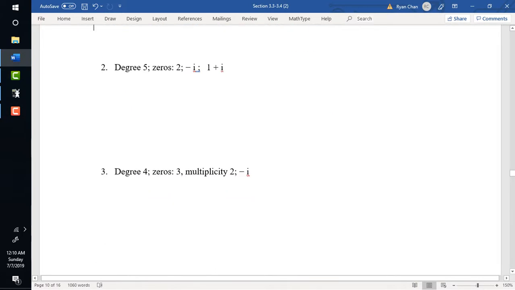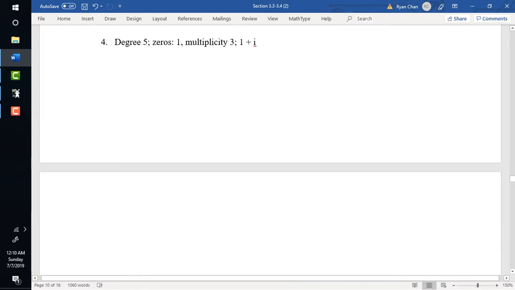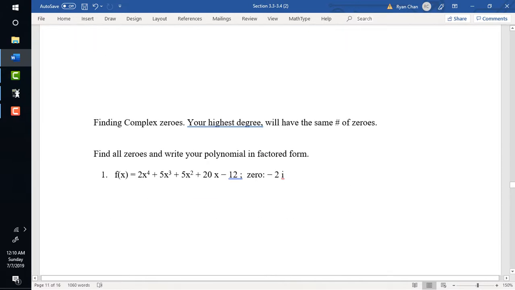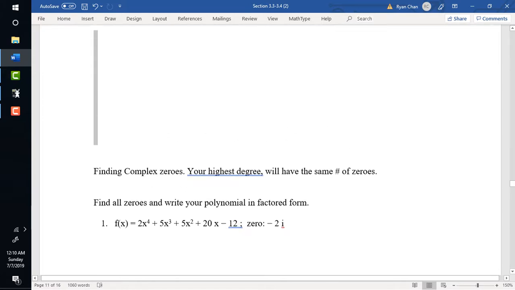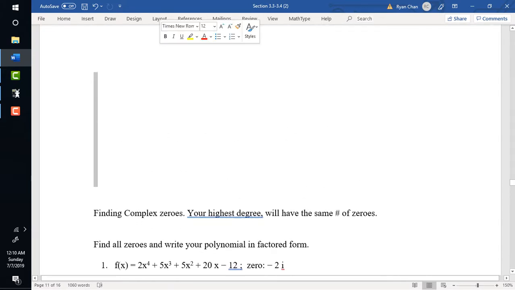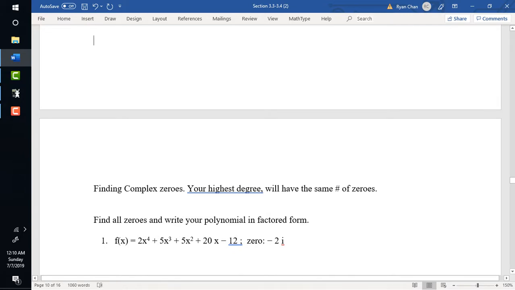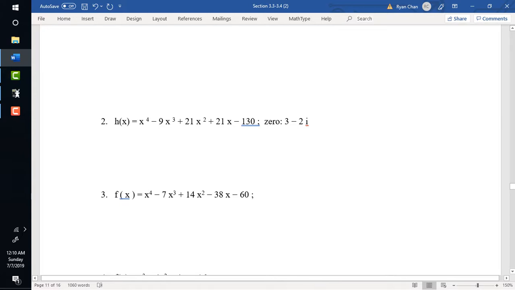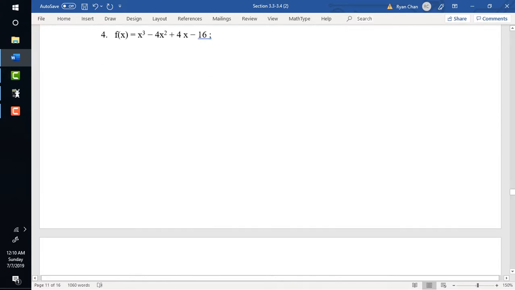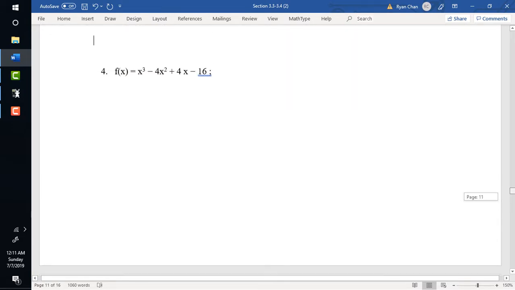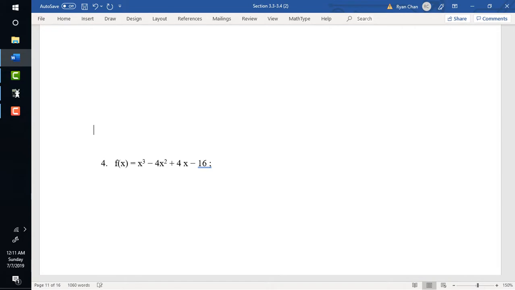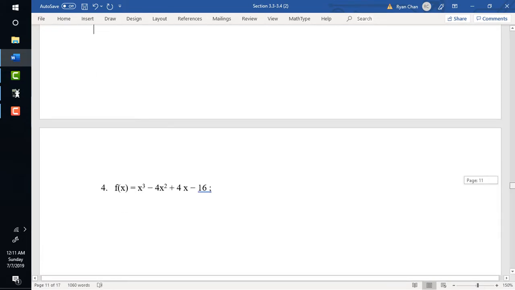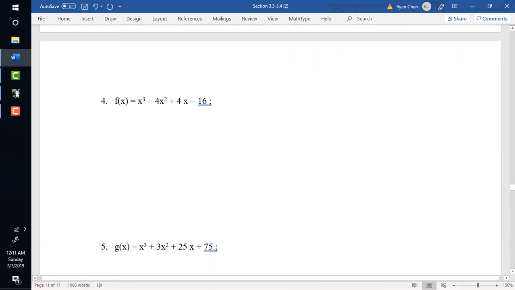Okay, so what does this have to do with everything we've been doing? The idea is simply the fact that you will also be doing polynomial zeros, but you may have complex numbers this time. So let's look at something. I'm going to start with something like number 4 here, okay?